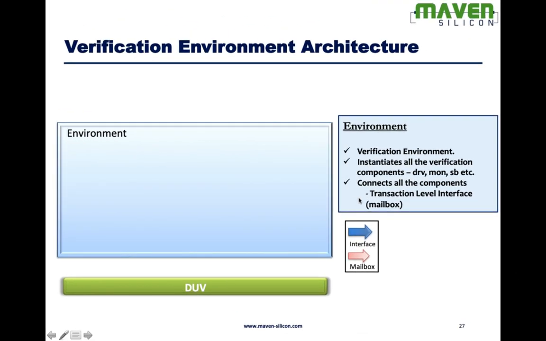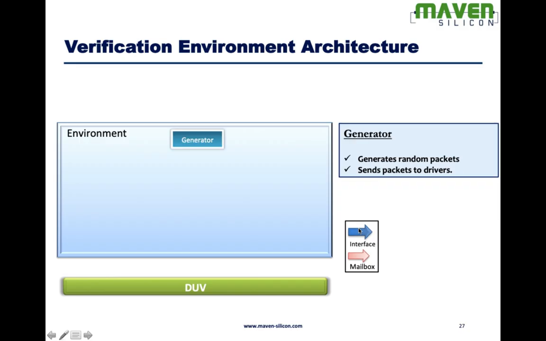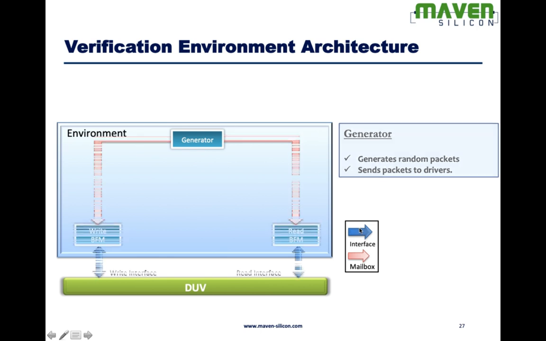Here there are two things. One is interface, the other one is mailbox. We use mailbox to connect the test bench components, and we use interface to connect the test bench component with DUV. Alright. Generator generates packets, random packets. It sends packets to the driver like this.